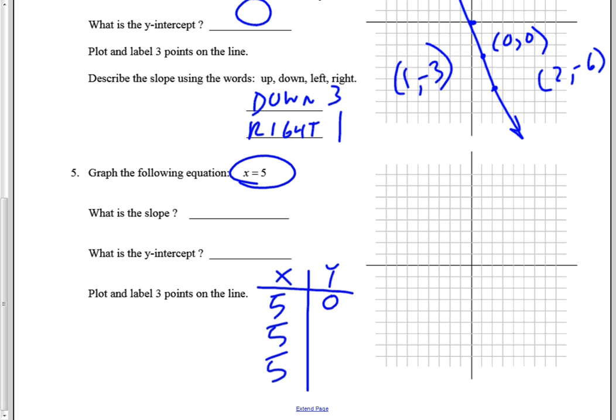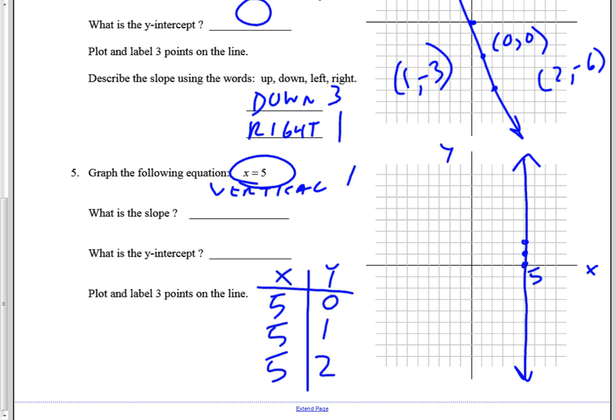Over here, you can put any numbers that you want. Plot those 3 points, and you'll see you get (5, 0), (5, 1), (5, 2). It's kind of the opposite of what you would think. The x-axis is horizontal, but an x equation is vertical. It goes through x equals 5. So someplace around here, write down that this is vertical.